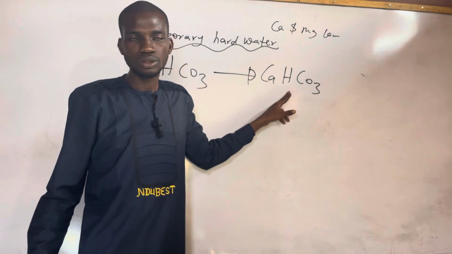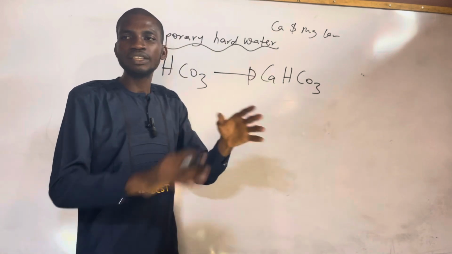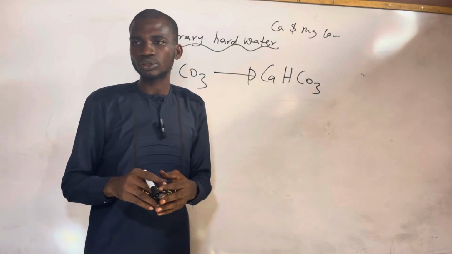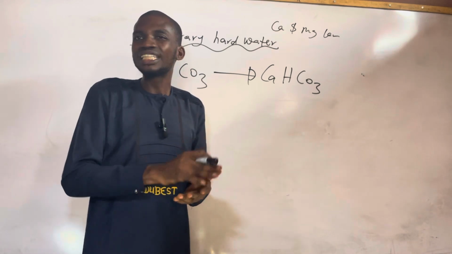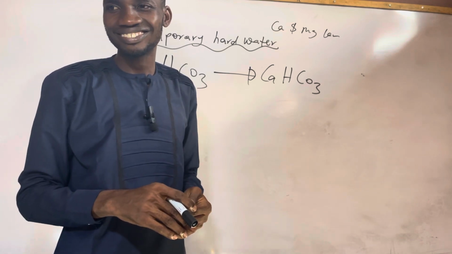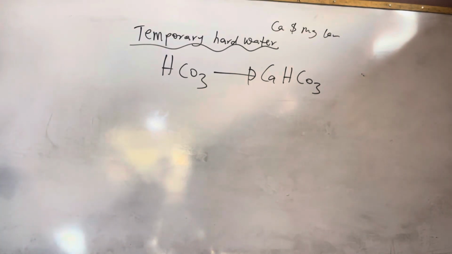Remember that this thing is very soluble. So for you to remove it, you must add another salt or you must break it down, so that it will form an insoluble salt. That insoluble salt is called calcium trioxocarbonate. You break it down to form calcium trioxocarbonate.